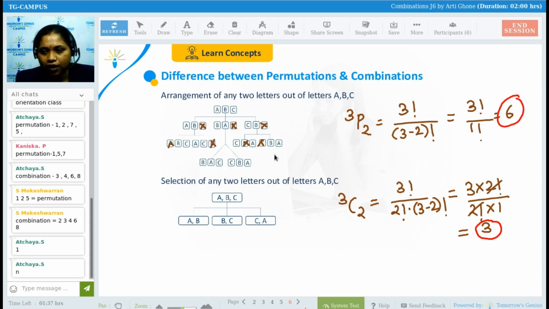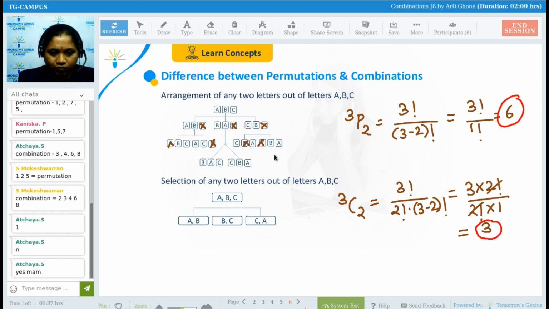Cleared with the example? Yes or no in the chat box? Okay, good. So this is about the difference. Now we can identify the same difference based on the formulas only. Okay, so what are the formulas?